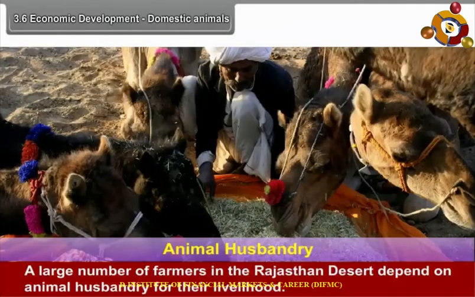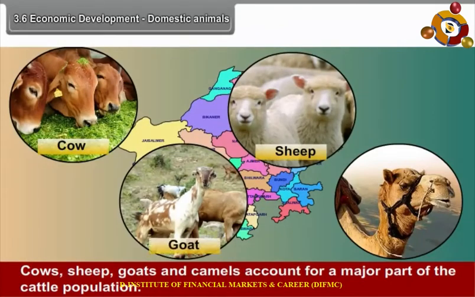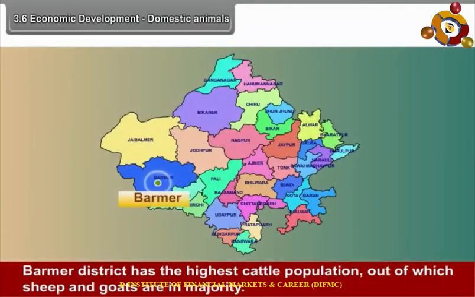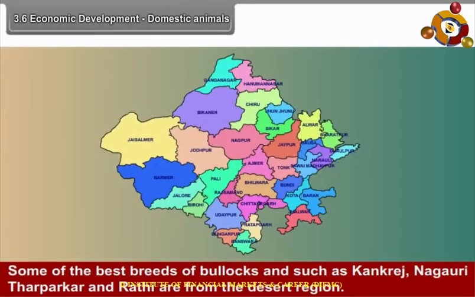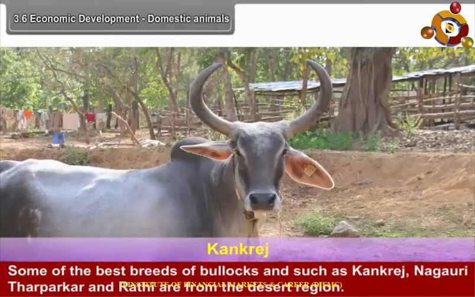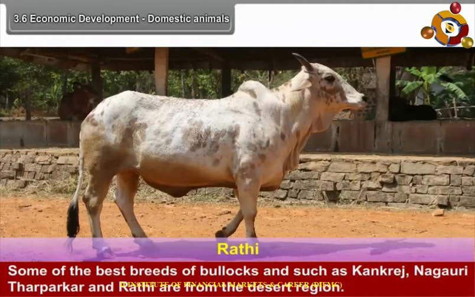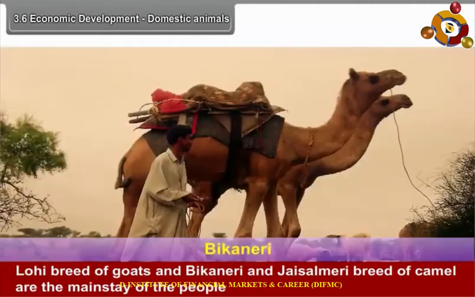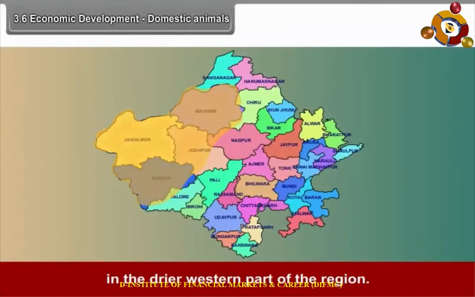Domestic animals. A large number of farmers in the Rajasthan desert depend on animal husbandry for their livelihood. Cows, sheep, goats, and camels account for a major part of the cattle population. Barmer district has the highest cattle population, out of which sheep and goats are in majority. Some of the best breeds of bullocks such as Kankraj, Nagwari, Tharparkar and Rathi are from the desert region. Lohi breed of goats and Bikaneri and Jaisalmer breed of camels are the mainstay of the people in the drier western part of the region.